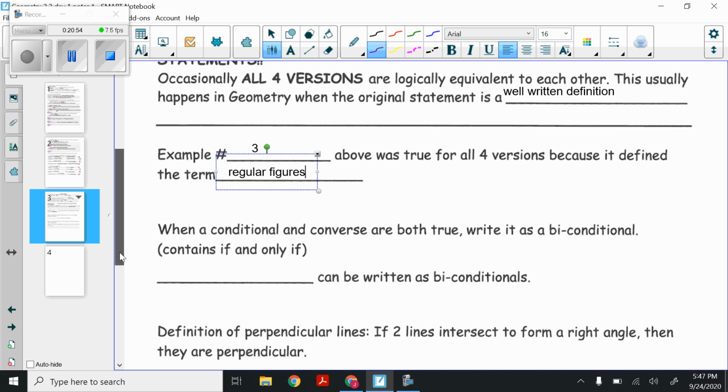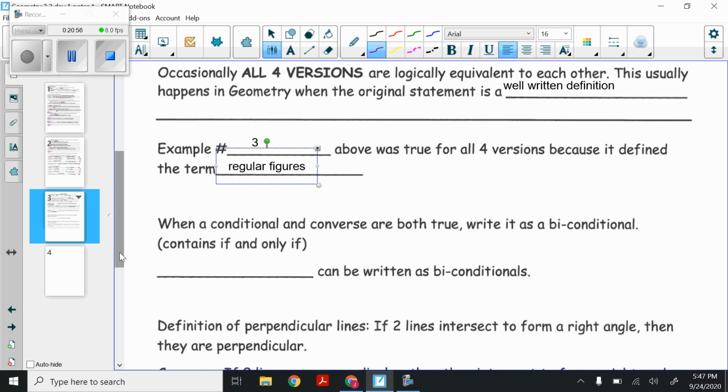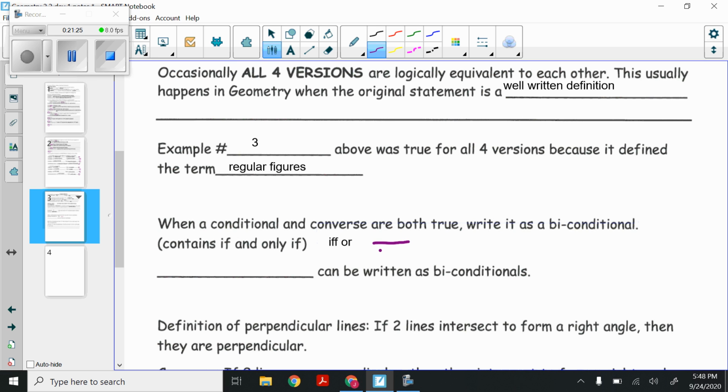When a conditional and converse are both true, we can write it as a biconditional, which contains an if and only if. The notation for that, instead of writing out if and only if, you could also write IFF, or you might sometimes see these arrows. So an equal sign with an arrow on both ends. That means if and only if.